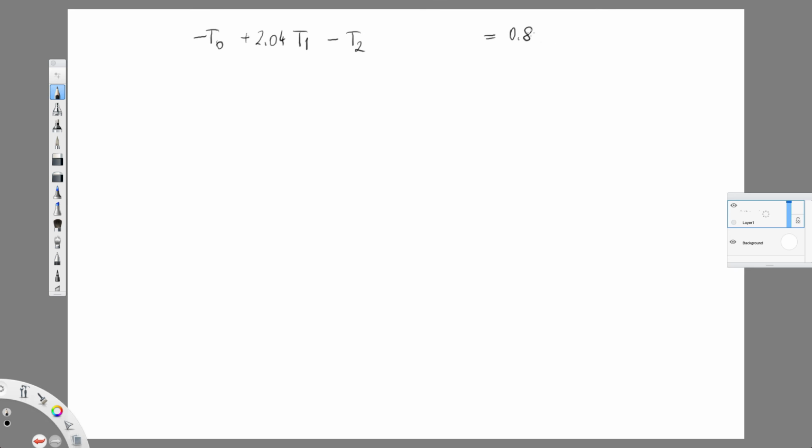If I applied this now to the next set, I would get the same equation. It's just going to be shifted by 1. So it's going to be an equation in T1, T2, and T3, correct? And the next set, so let me just write them all down. So I'm going to have minus T1 plus 2.04 T2 minus T3 is also equal to 0.8.